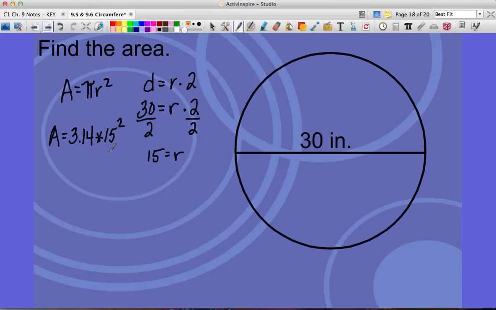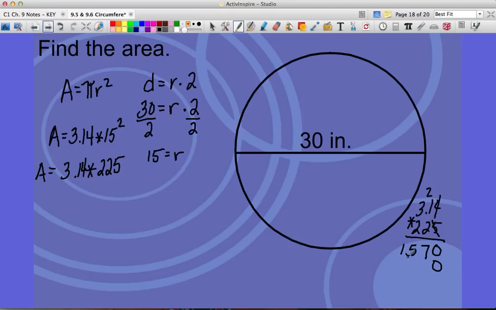Now because I practice my squares and square roots, I know that 15 squared is 225. And I bring down 3.14 because I haven't used that yet. And then I can go over to the side and do 3.14 times 225. 4 times 5 is 20, carry the 2. 1 times 5 is 5, plus 2 is 7. 3 times 5 is 15. I'm done with the 5. I put down my placeholder.